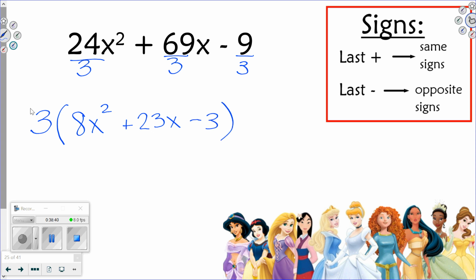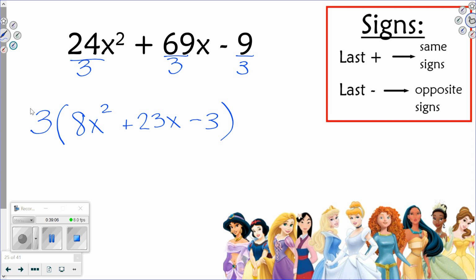Now, I saw a couple overachievers who were working ahead, and that's okay. They factored that, and it worked, but they didn't take the GCF out. Will I count it right or wrong? I'll count it wrong. Yep. Save that thought. We'll talk about that in a minute. Okay? Hold that thought. All right.